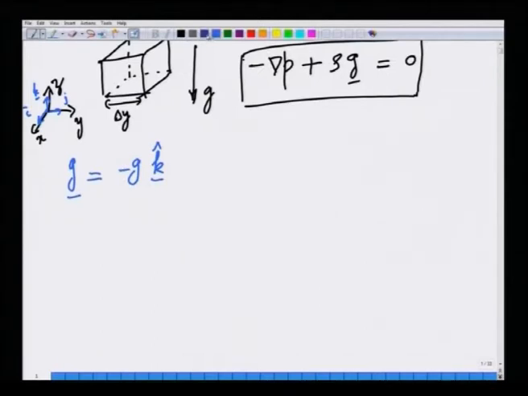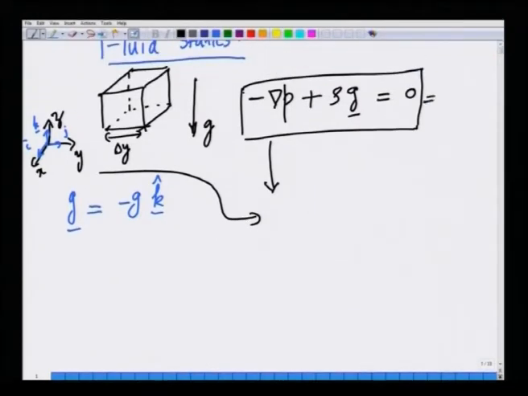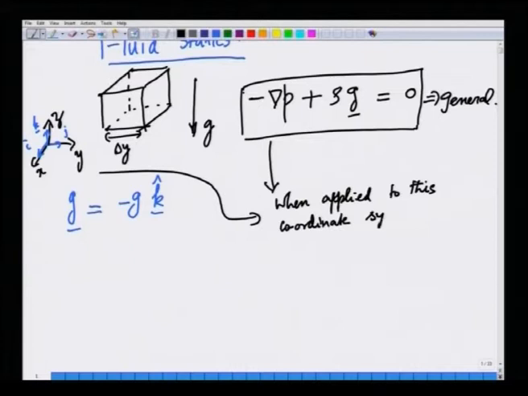When we refer this equation to this coordinate system, note that the equation is very general because it has no reference to any coordinate system. When applied to the coordinate system shown here, we get minus partial p partial x.